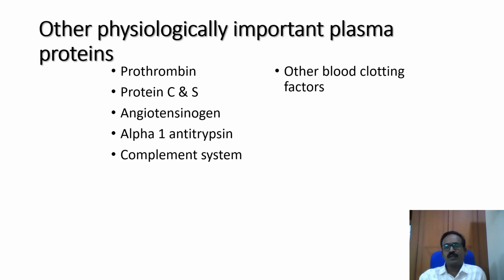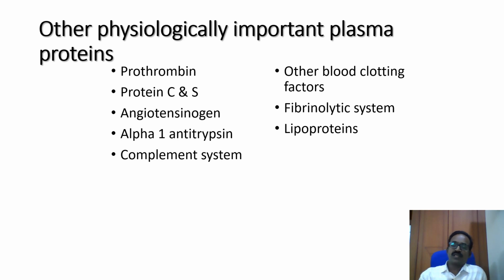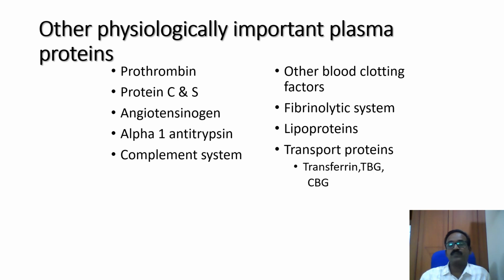Other blood clotting factors are also plasma proteins, and the fibrinolytic system was already discussed. Lipoproteins carry the cholesterol, HDL and LDL cholesterol carried by the lipoproteins. And transport proteins like transferrin, thyroid binding globulin, cortisol binding globulin are important for the transport of hormones and iron.